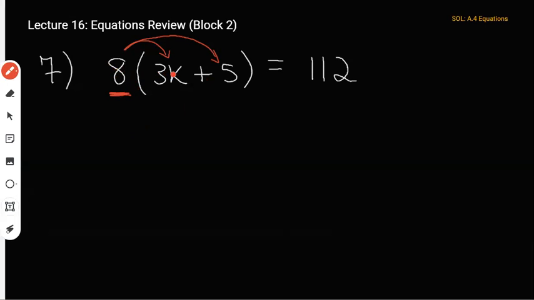Well, what's 8 times 3k? That would just give you 24k. I bring down the plus sign. Next, I'm going to do 8 times 5, which is going to give me 40.